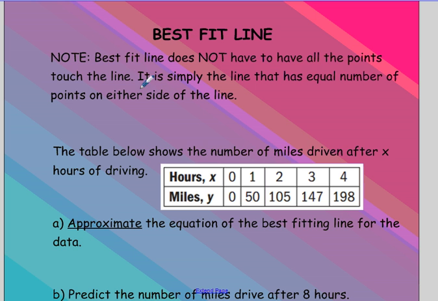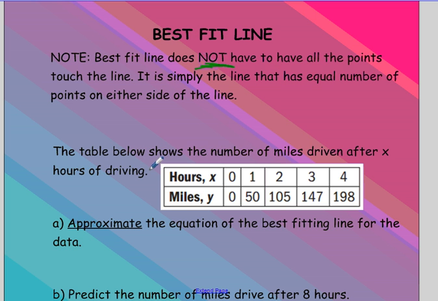Okay, so one thing to know is the best fit line does not have to have all the points touch the line. This is different than what we've done. So please note, it does not have to have all the points touch the line. It's simply that the line has an equal number of points on either side, or as close to equal as possible. One might have 6, one might have 5. That just could be the way it works.